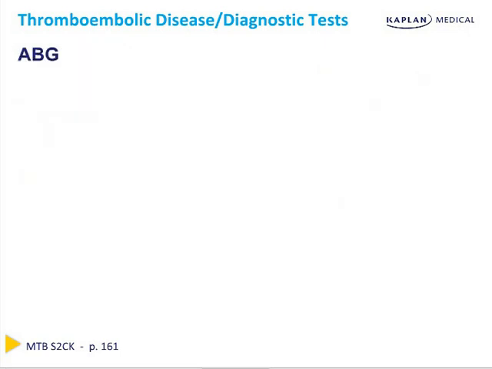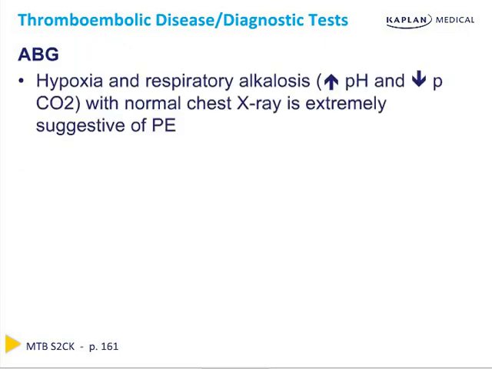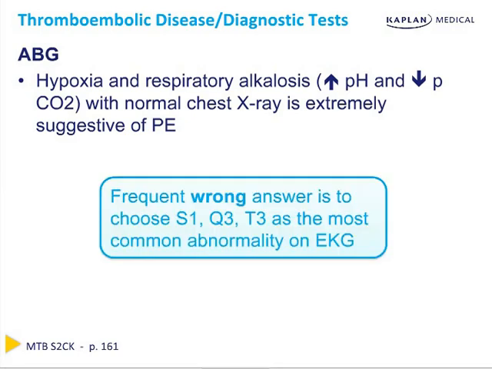One of the initial tests is the ABG. In a patient with a PE, hypoxia will be a common finding, as well as a respiratory alkalosis, as manifested by an increase in the pH and a decrease in the arterial pressure of carbon dioxide. Again, the patient will have a normal chest x-ray. If you see a normal chest x-ray with this kind of ABG, think of PE.